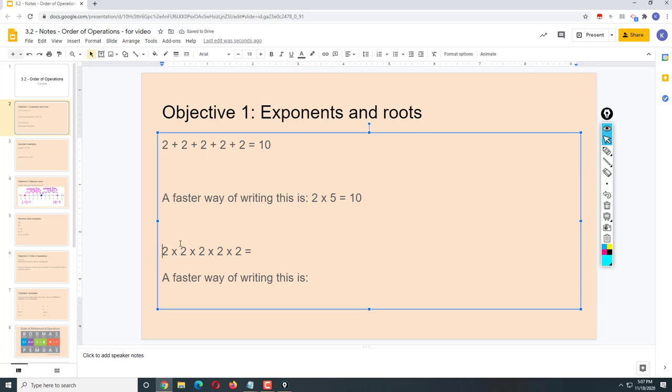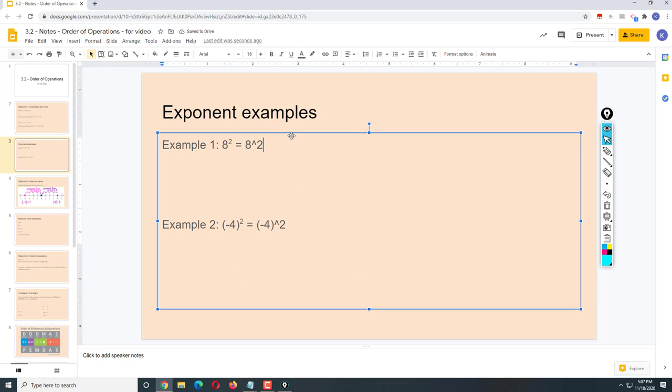What about 2 times 2 times 2 times 2 times 2? That's 2 times 2 is 4, times 2 is 8, times 2 is 16, times 2 is 32. Is there a faster way of writing this? Sure. 2 to the 5th power. You can also write it this way on the keyboard. It's 32.